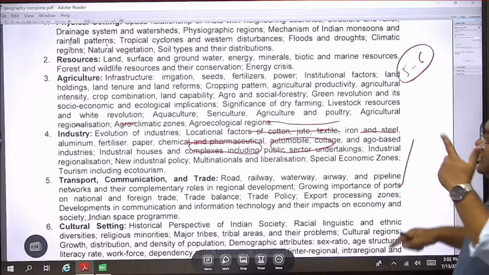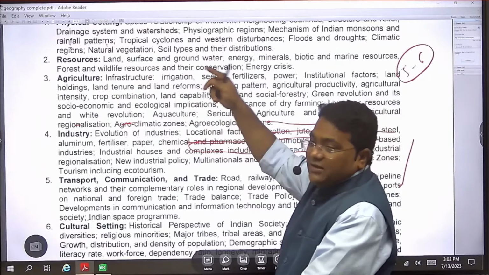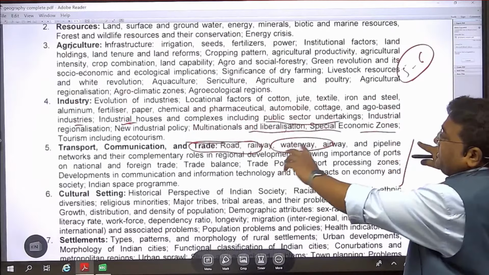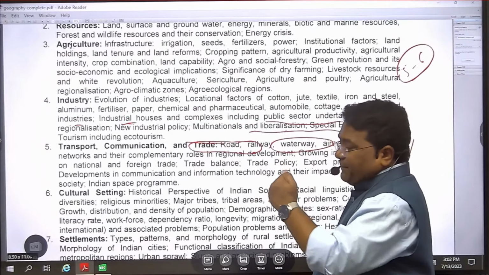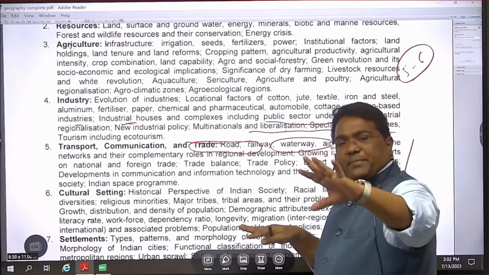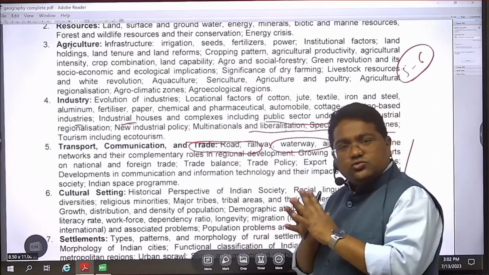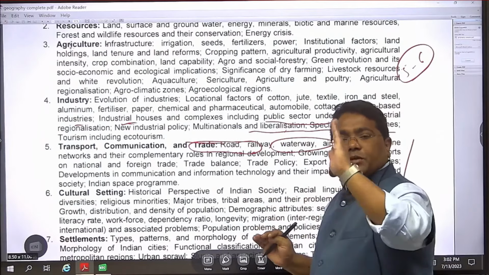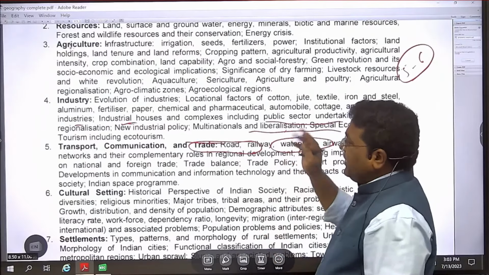Agriculture you will be reading in GS paper 3 as well as GS paper 1 as well as in our optional subject also, agriculture. Then industry. Industry also is in GS paper 3 as well as paper 1 GS and optional, same. Almost all topics in paper 3 and paper 1 and the optional are the same. There is no change, right? If you are thorough with geography paper 2, you will be able to attempt paper 1 GS and paper 3 GS 3, right?